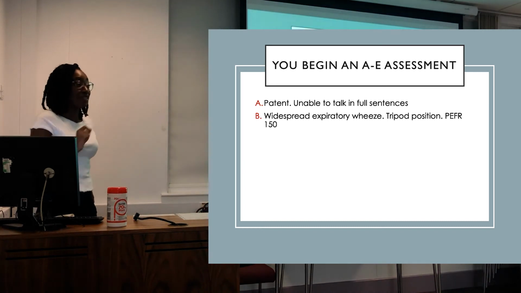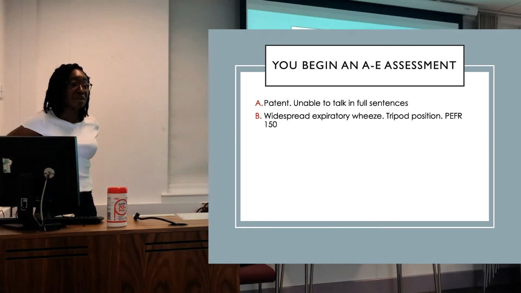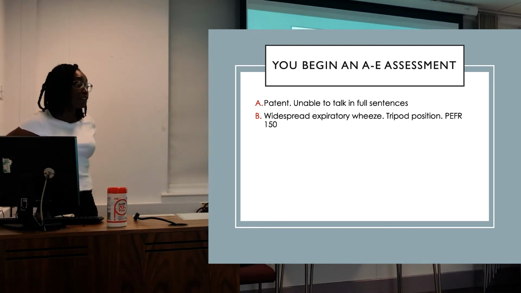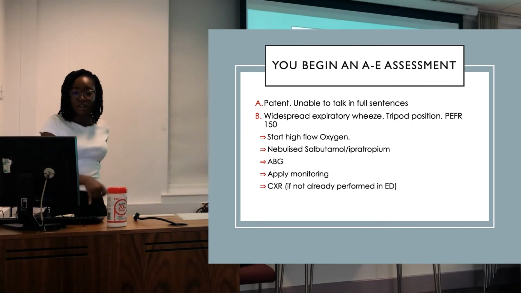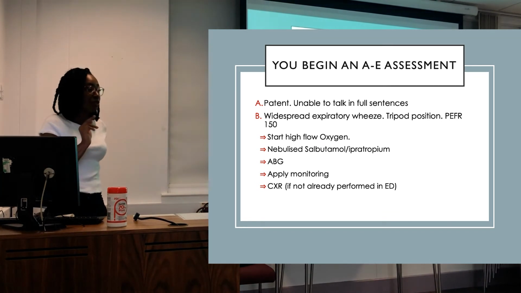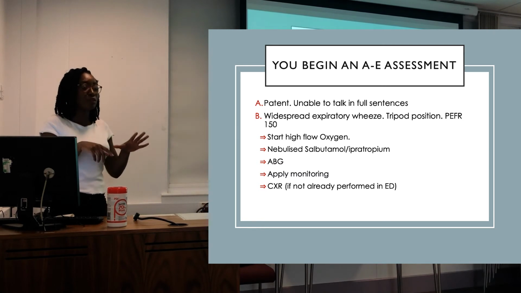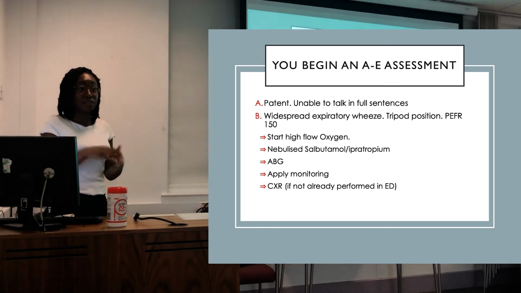You've already said high flow oxygen, yep. Nebs. Yep, you want to give him nebs. ABG, you want to do ABG, yep. Yep, put the SATS probe on. So yeah, good. So as we said, start high flow oxygen. If you put salbutamol and ipratropium together, it's actually physiochemically stable. So you can just put it all in one neb and have that together.